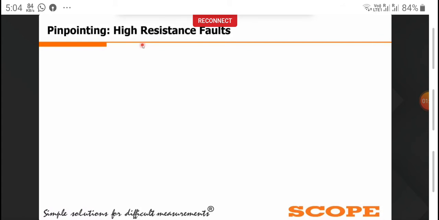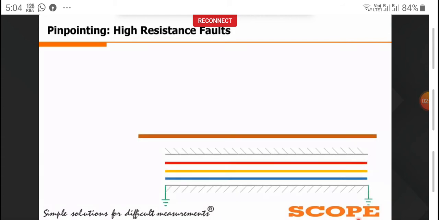Now what is the necessity of pinpointing? Because in prelocation we are dependent on the setting of the velocity of propagation, and after that there is inaccuracy of the prelocation instrument. That's why we cannot say that we can locate the exact fault point using the prelocation method only. So we require a pinpointing process to locate the exact fault location. In pinpointing, first we will see how we locate high resistance type faults.